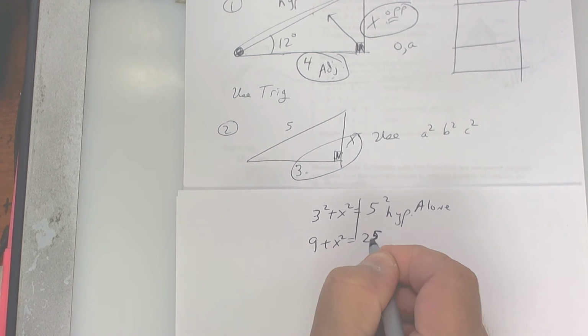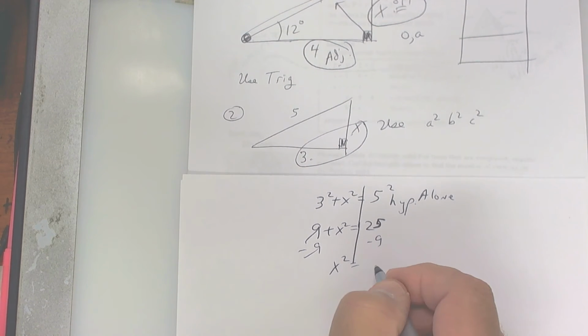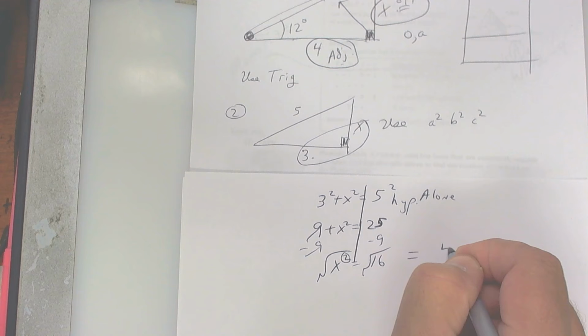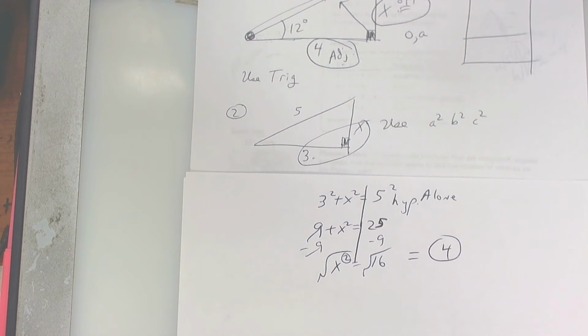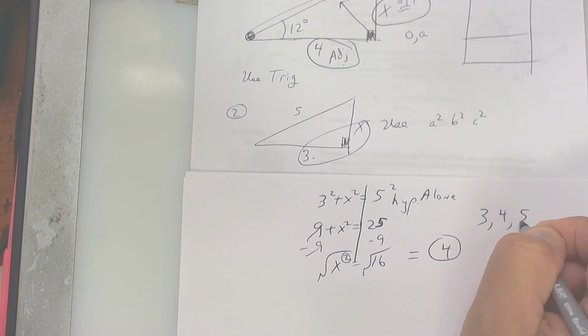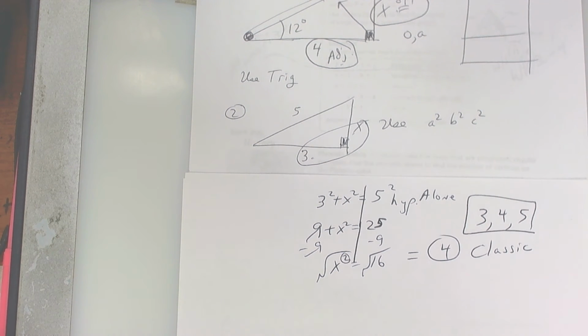We're going to subtract 9 from both sides. And when we do, we get x squared is equal to, I think that's going to be 16. And then we're going to do the square root of 16, which gives us 4. And 4 should be the answer. This is a classic 3, 4, 5 right triangle.